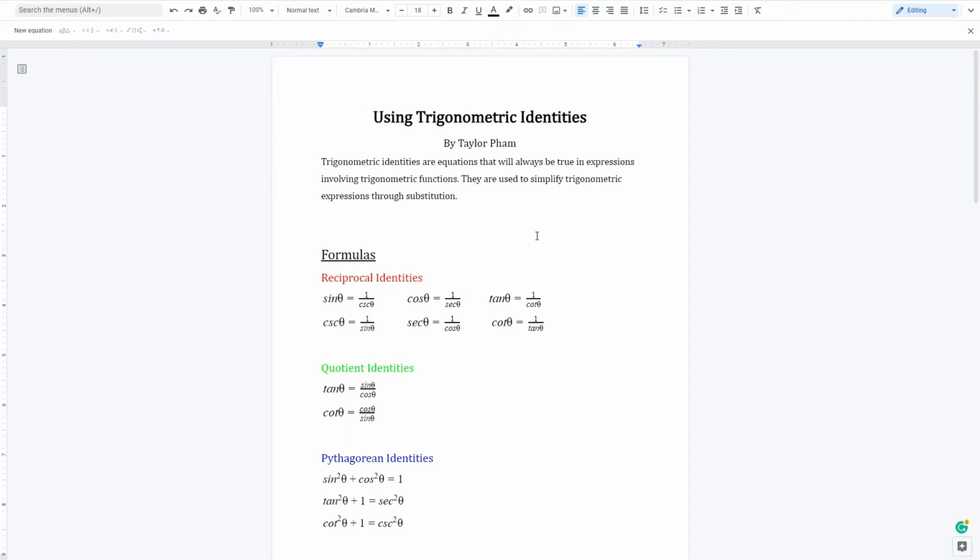In this video, I'll be going over how to use trigonometric identities. So first, what are trigonometric identities? They are essentially equations that can be substituted for trigonometric functions. And trigonometric functions are like sine theta, cosine theta, and tangent theta. And so they're used to substitute for those functions and simplify expressions.